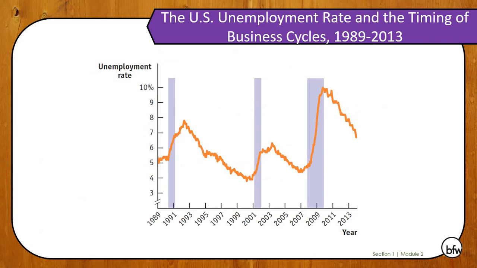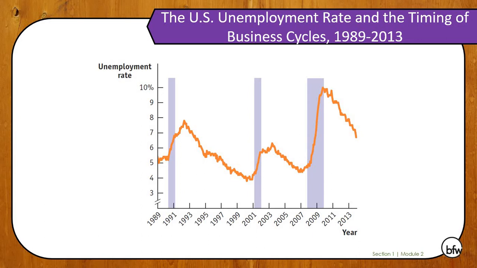Now, if we take a look at this graph here, we can see that we have the unemployment rate on the y-axis, we've got the years on the x-axis, and the orange line shows us the unemployment rate for each year. If I tell you that the shaded parts here are periods of recession, you'll notice that the unemployment rate goes up when we are in a recession, and sometimes after a recession. But when we are in periods of expansion, the unemployment rate drops.